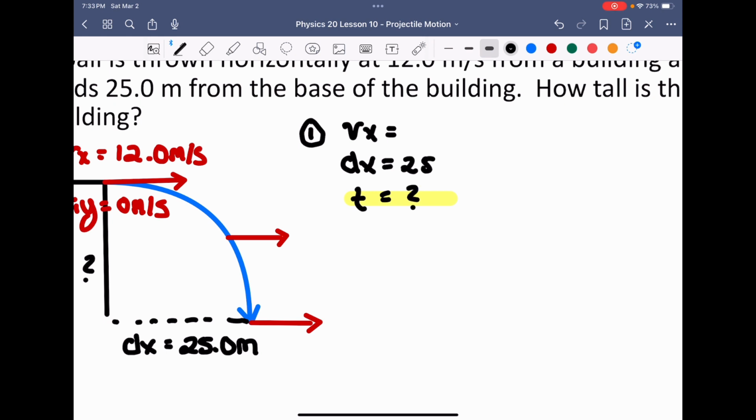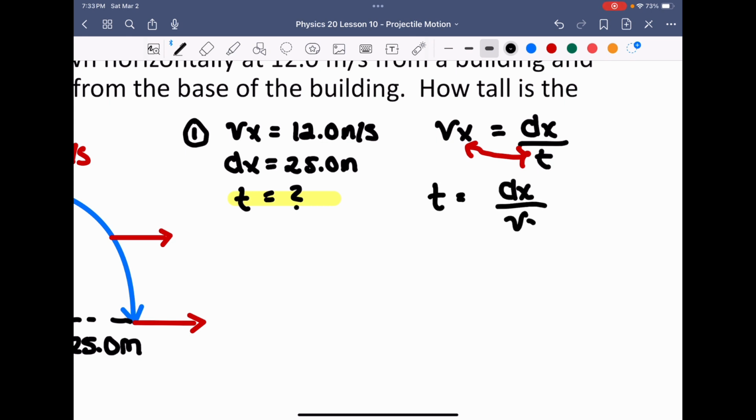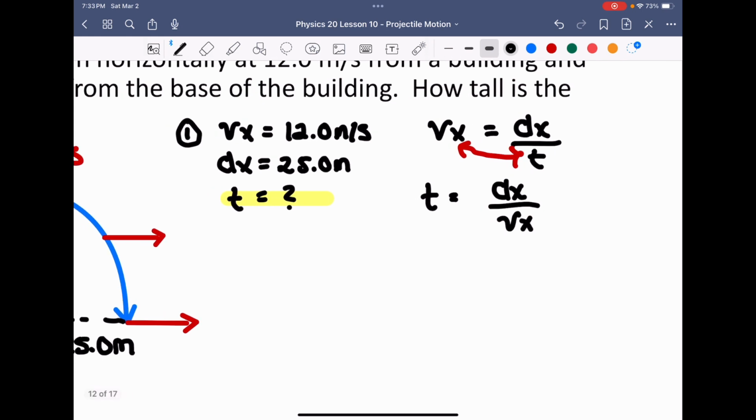The dx, or the distance in the x, is 25.0. The speed in the x is 12.0 meters per second, and that doesn't change regardless. So now we're going to go to our uniform motion equation and say that Vx is equal to dx divided by time. When we do this, we're going to figure out time, so I'm going to swap these two variables because I can multiply and divide them up. This is going to give me time is equal to distance in the x divided by the speed in the x.